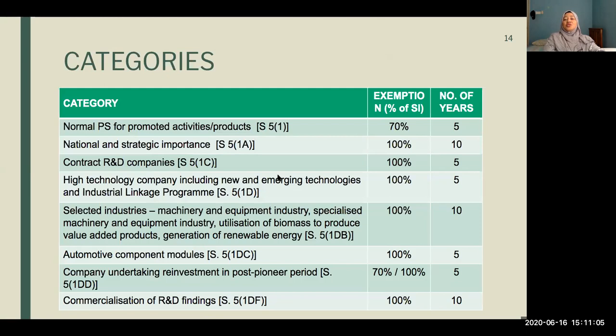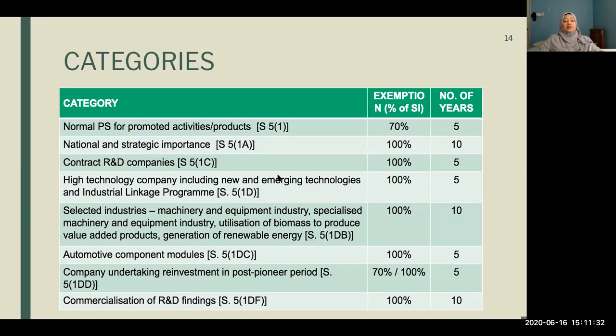So it means that there's no SI that will be taxed at the normal tax rate. All the SI will be abated. And the pioneer period given for those companies involved in national and strategic importance is 10 years instead of the 5-year period. So these are the variations to the pioneer status. Instead of giving 70% for 5 years, this company gets 100% for 10 years.